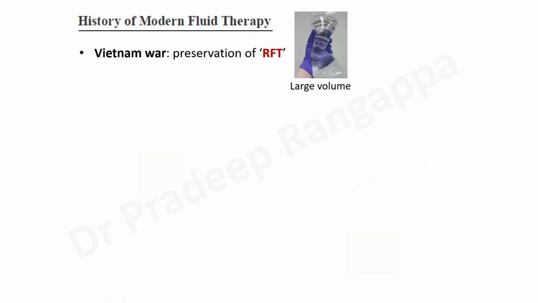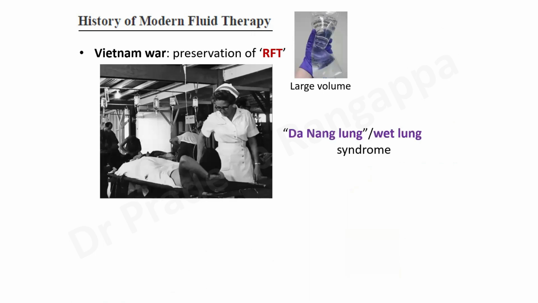And the whole concept of fluid resuscitation, which we very much do in the ICU, originated in the Vietnam War, where large volume fluid resuscitation was recognized as a way to conserve and preserve renal function in war victims. And because they were giving large volume resuscitation to protect the kidney and prevent these patients going into AKI, they developed something called wet lungs, which they called Da Nang lung.